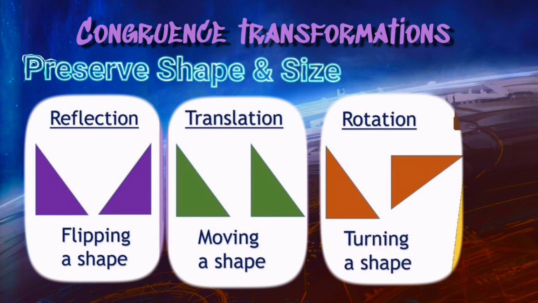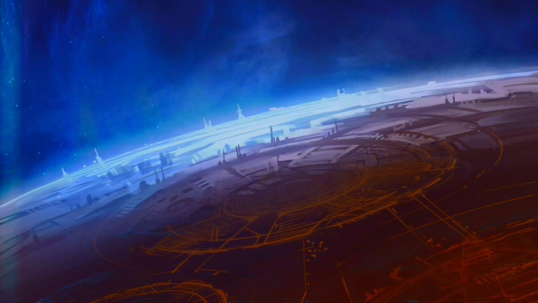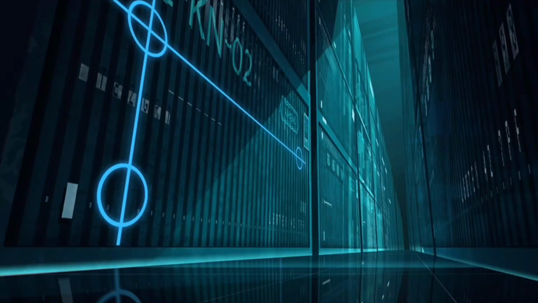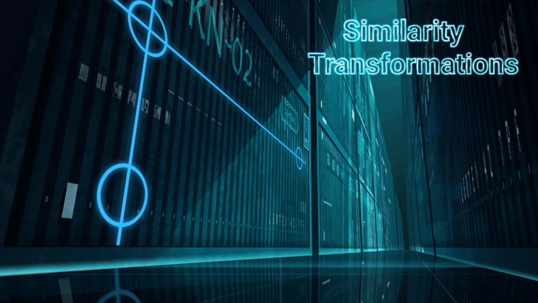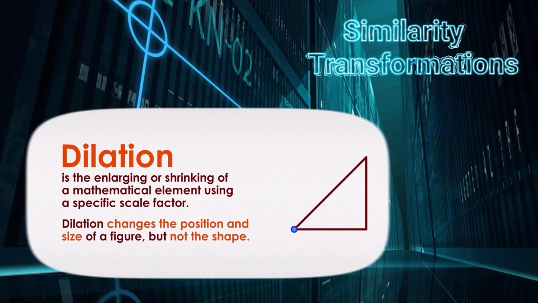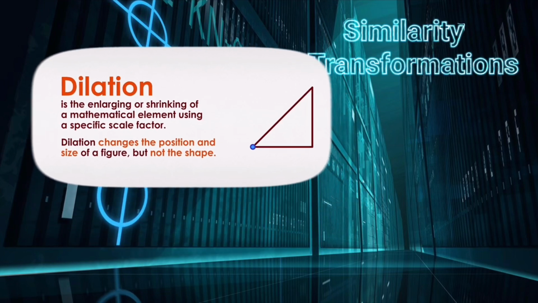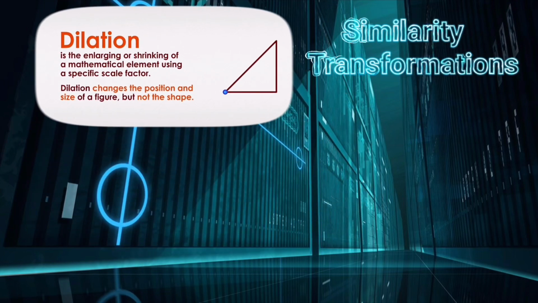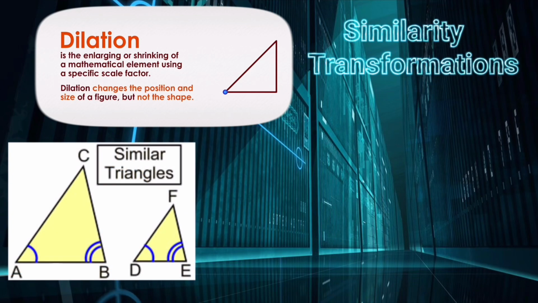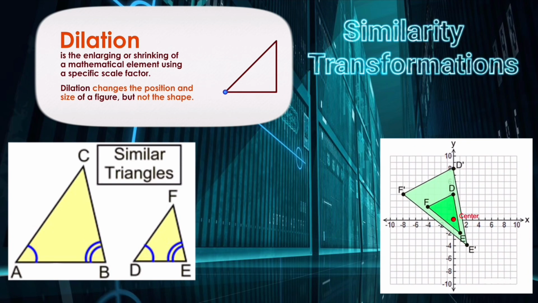Now, if we change an object's size while still preserving its shape, we get this similarity transformation called a dilation. A dilation is the enlarging or shrinking of a mathematical element using a specific scale factor. Dilation changes the position and size of a figure, but not the shape. Since angle measures are preserved, so is its shape. Thus we say similar figures are proportional in size. That is to say, a proportion can be made to establish a correspondence between the sides of similar figures.